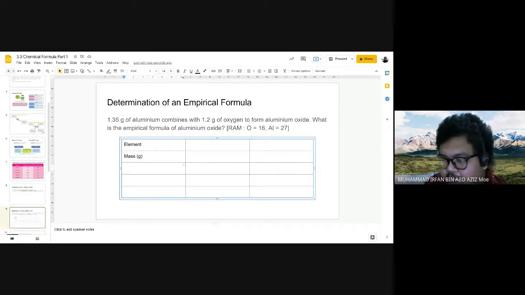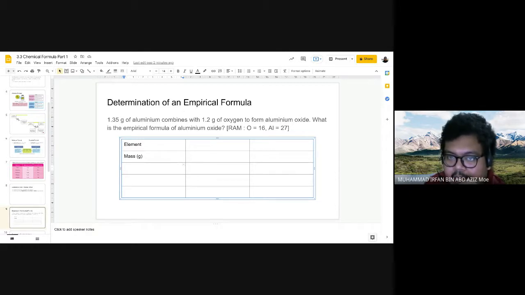Okay, semua dah ready, kertas ataupun buku. You need to salin this. Salin that question, tak apa, nanti you boleh salin balik bila dalam slide. So, apa yang kita perlu buat adalah draw this table. Ada 4 row, and column ni depends on how many elements yang kita ada.